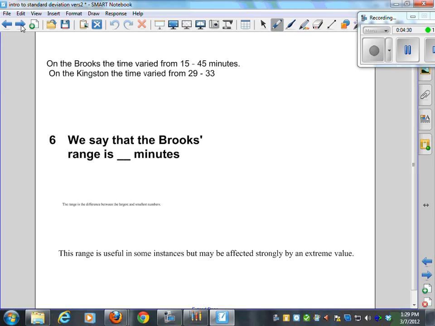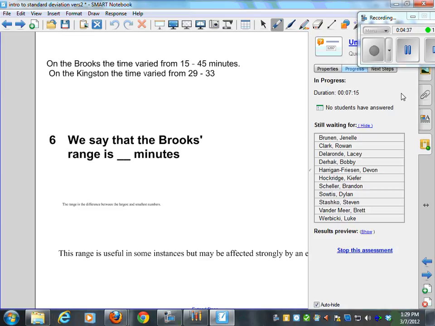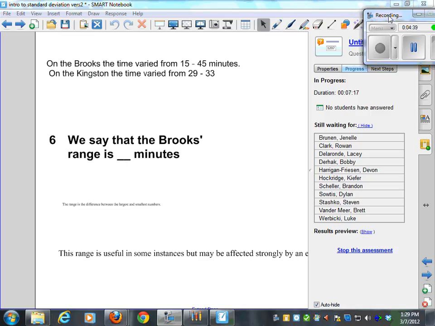Okay? We would say that the Brooks range would be how many minutes? What would be the range of the Brooks? You can answer that. That's question number 6. It's just in between, isn't it? What would be the range of the minutes? Isn't the answer right there? It's a number, a single number. It's from 15 to 45. So it's 45 subtract 15. 29. Yeah, I'm just trying to learn. I understand. 30.